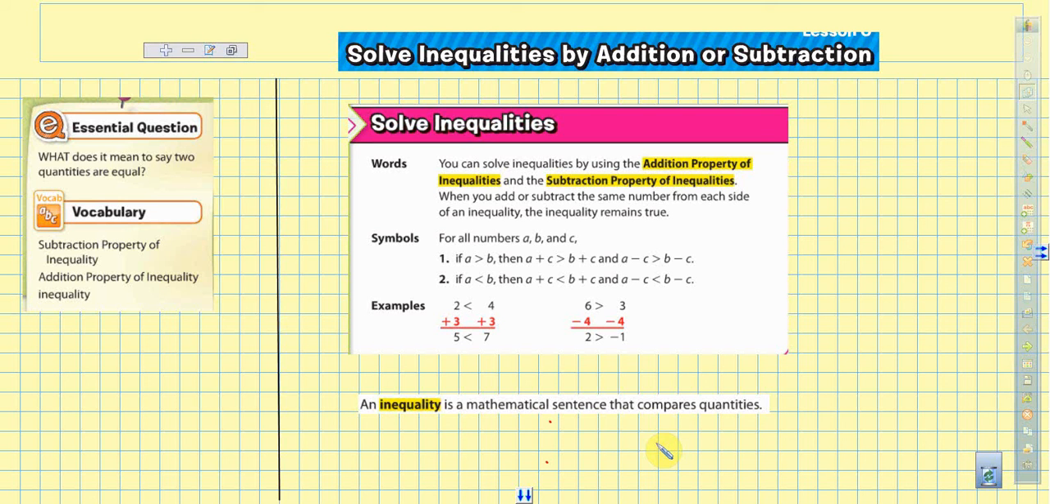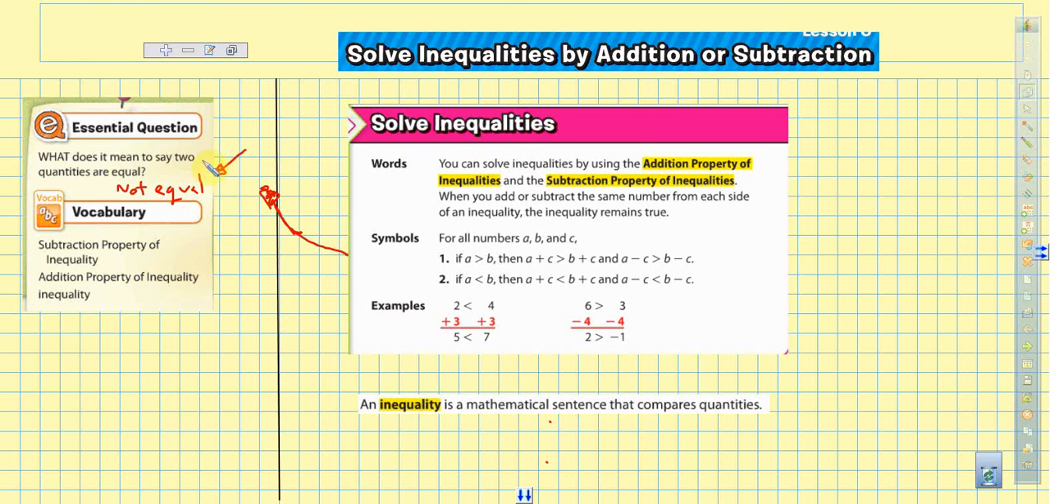Okay, this lesson is on solving inequalities by addition or subtraction. So we need to talk about, well, what is an inequality? We go back to our essential question: what does it mean to say two quantities are equal? Well, what if I change this and I said not equal? And that's basically what an inequality is.